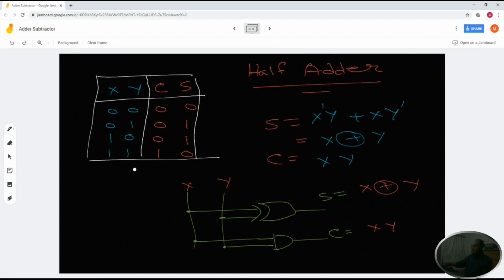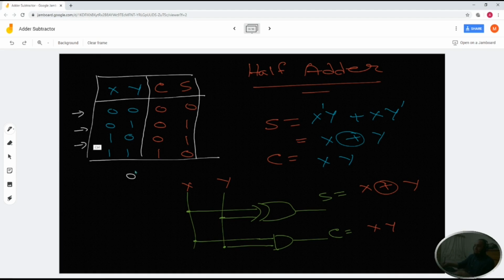Half adder is actually the adder of two bits. In this case we have the bits X and Y, which are the inputs, and we have the outputs of the half adder as C and S, where C stands for carry and S stands for sum. So let's see how we can get the outputs C and S, and we can simply find them by adding X and Y for each pattern.